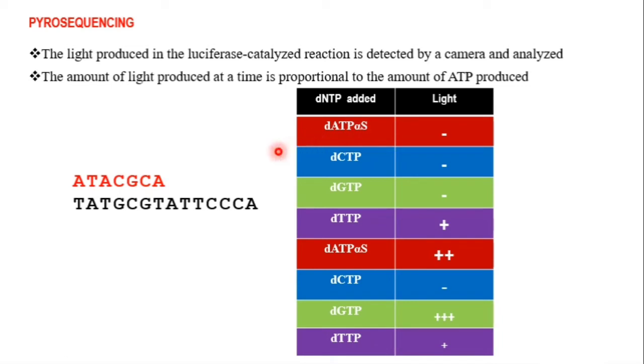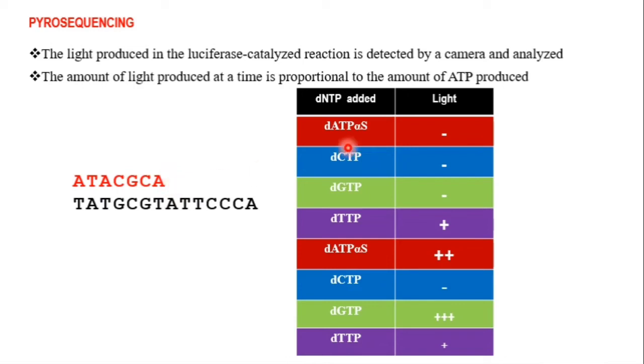At that time DNA polymerase will come here, and it will check whether this will be suitable here. You see, here is an A, so the complementary one will be a T. But here this is dATP alpha S, so it is not complementary. That's why the enzyme called apyrase will degrade this dATP alpha S. So here there will be no light, because here it will come with a T.